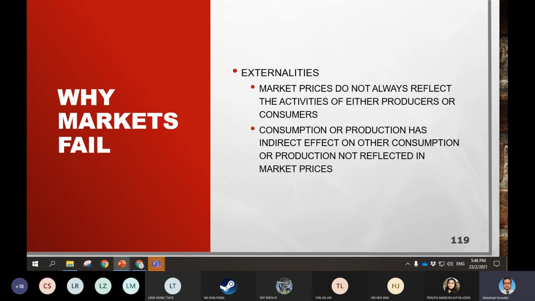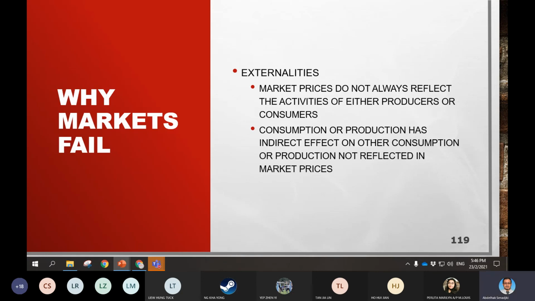Actually, we are going to talk about externality later. I'll put it in a simple example. We have positive and negative externality. Positive externalities, for example: you are living in a residential area, then you build a house there.